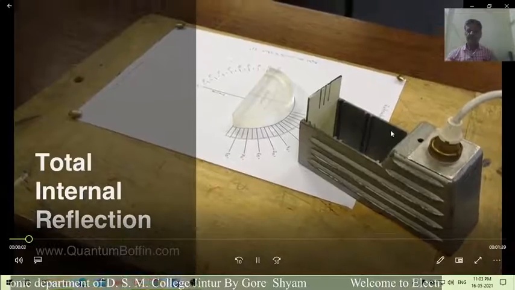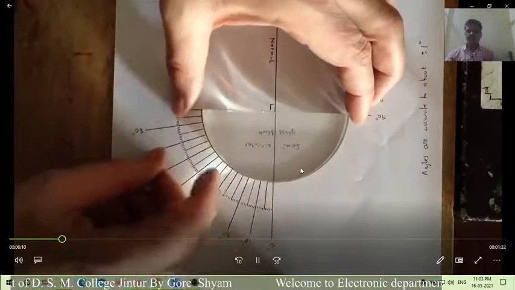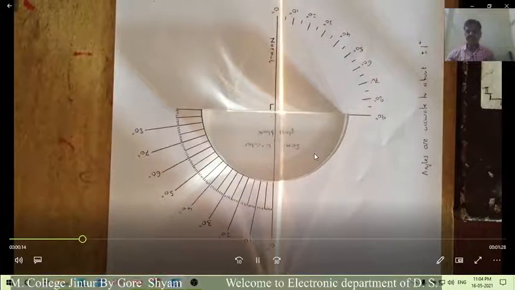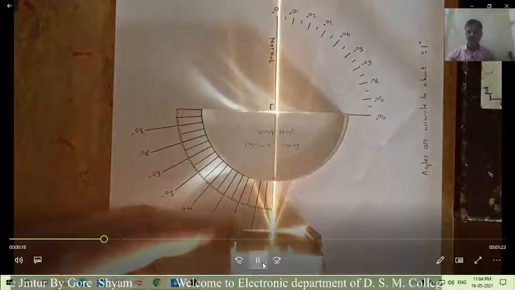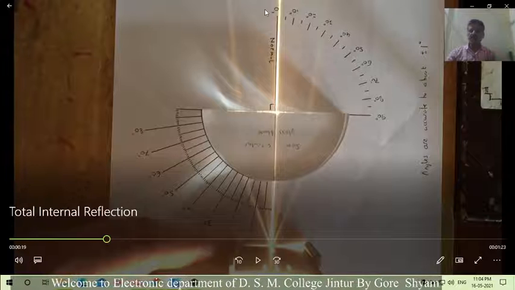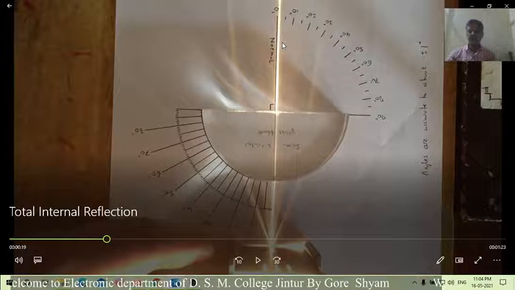Here this is the source of light, and this is the glass slab. This glass slab is semicircular. Now here this is the light at the normal. When light is moving along the normal, then it is totally refracted. Here the angle of incidence is equal to the angle of refraction.